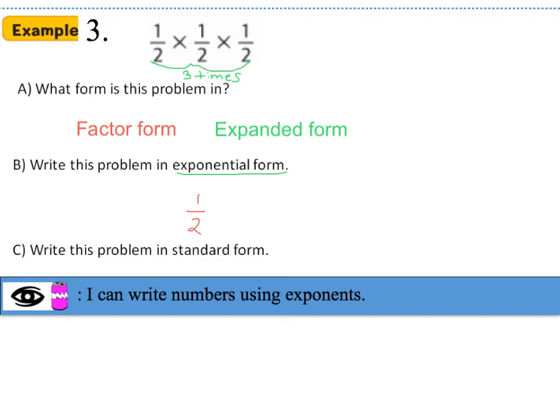So my base is going to be 1/2 because that's the factor that's being repeated. Notice that the factor repeats 3 times, and because we're dealing with repeated multiplication, I know that I'm going to have an exponent in my answer in exponential form. So I'm going to put parentheses around my base, and I'm going to raise this to the 3rd power because I'm multiplying 1/2 3 times. For standard form, if I multiply all 3 fractions, 1/2 times 1/2 times 1/2, I would get 1/8. And 1/8 would be standard form.